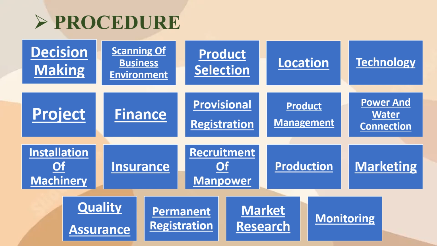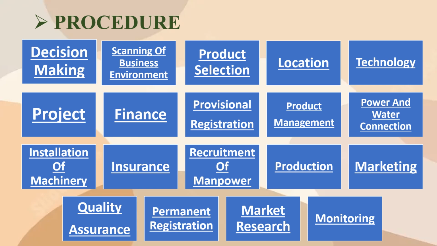Next procedure is the location. You need to choose a location to set up your small scale industry. While choosing the location, factors such as nearness to market, sources of material, availability of raw materials, labor, transportation, services, modern infrastructure facilities and other things are considered. Location determines the success or failure of the enterprise.